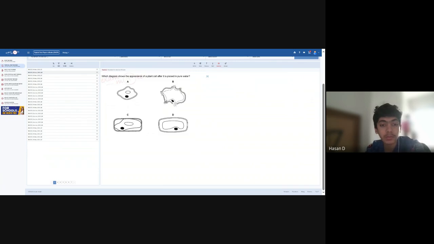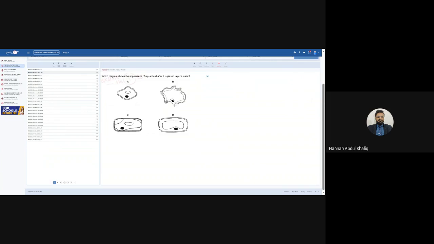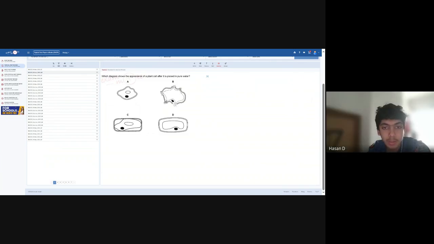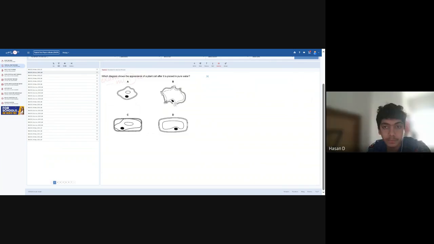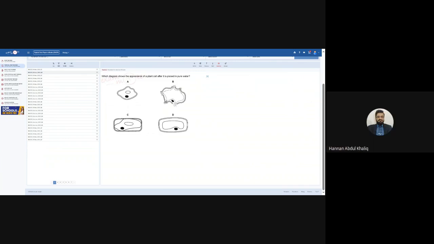In C, some part of it is joining with the cell wall. And what about the other part? It has been completely separated. It's completely separated. It means it has been squeezed. When would the cytoplasm squeeze? When it's losing water. So in diagram C, the cell is losing water because the cytoplasm is squeezed.